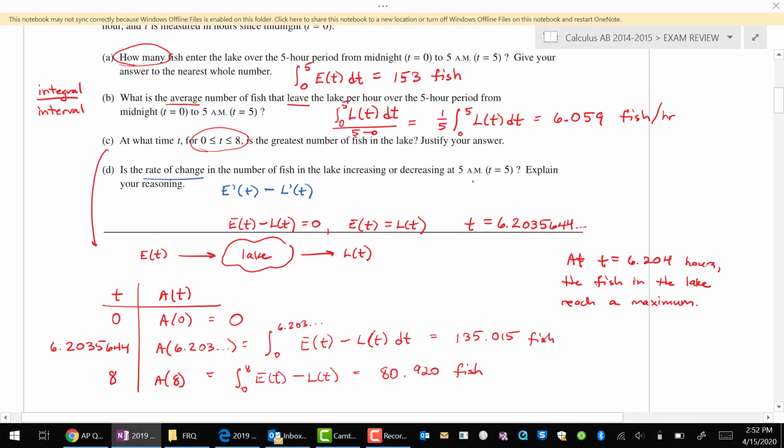Now it says here at time 5, so we'll plug in 5 for t. Again, use your calculator to compute those values. We should get a value of negative 10.723, and really all I care about is the fact that that number is negative. So because my second derivative is negative, that means the rate of change in the number of fish in the lake is decreasing.